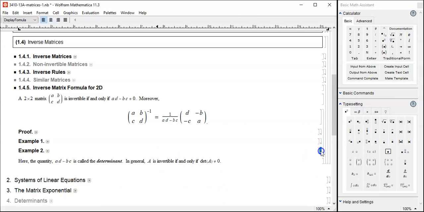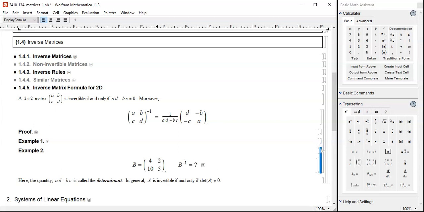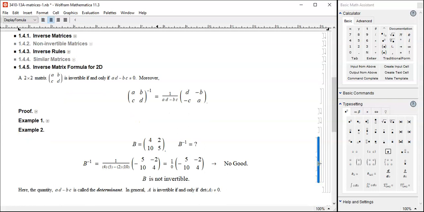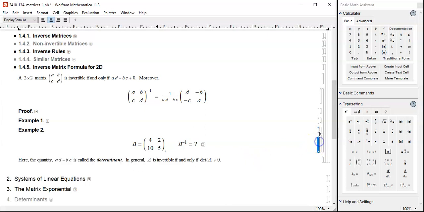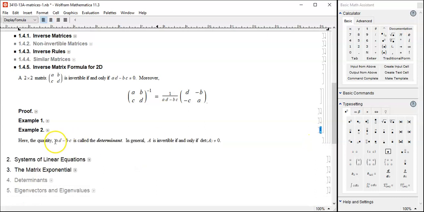Okay, how about the next example? Find the inverse of this, and it'll turn out this is not invertible. You can clearly see that because if you put it into this inverse formula, you get 1 over 0. The determinant, AD minus BC, is 0, so everything falls apart. This quantity, AD minus BC, is called the determinant for a 2 by 2 matrix.